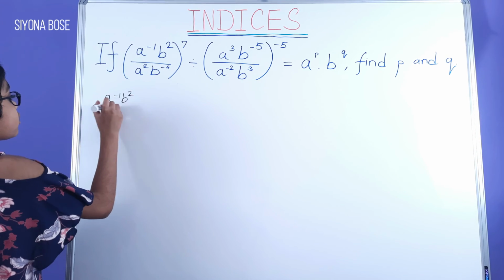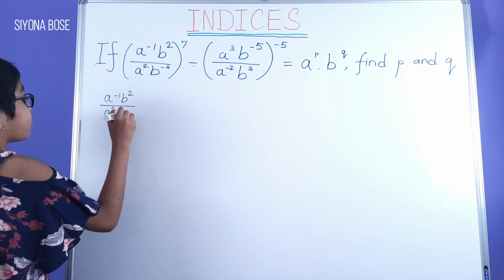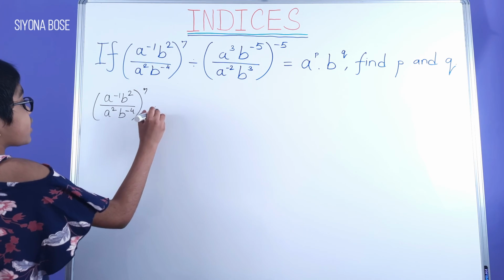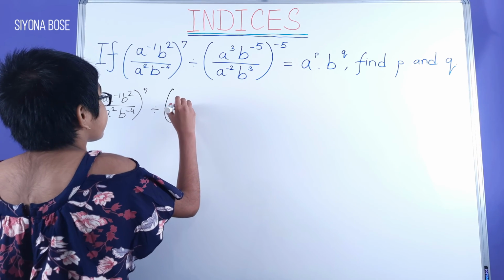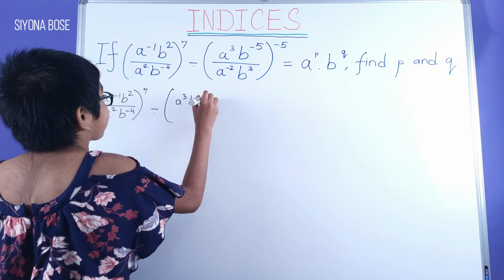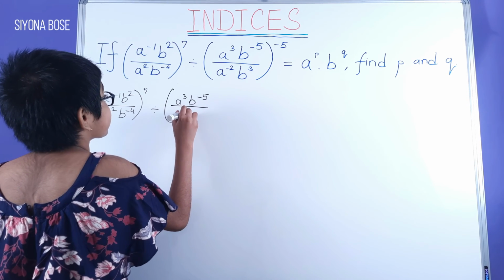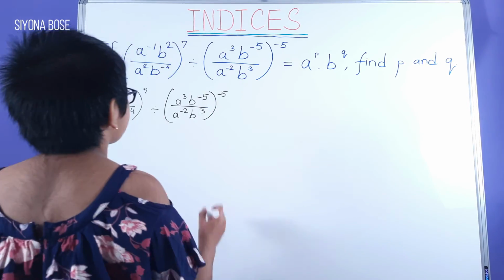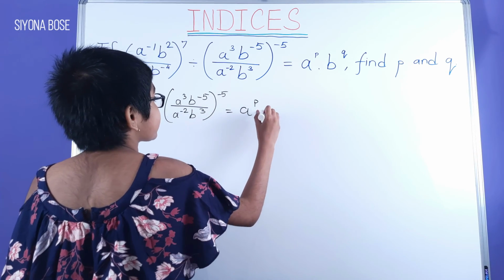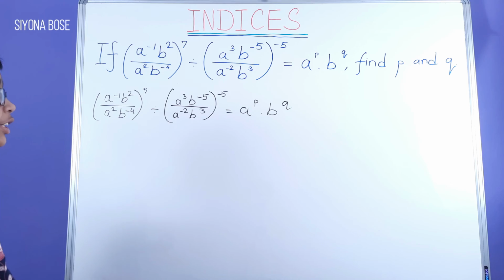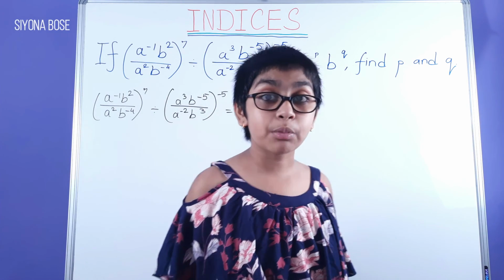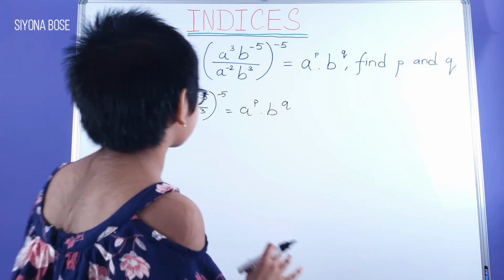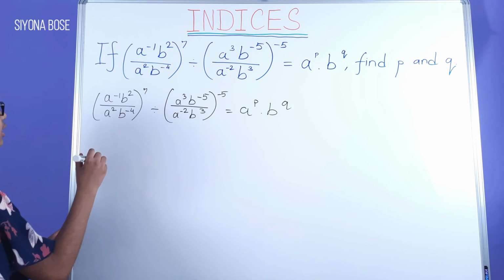b squared by a squared, b to the power minus 4, whole to the power of 7, divided by a to the power of 3, b to the power minus 5, by a to the power minus 2, into b cubed, whole to the power of minus 5, equal to a to the power of p into b to the power of q. Now over here we will use quite a number of formulae, which we have discussed when we did sums and logarithms as well, but it's just a recap. So let's see.